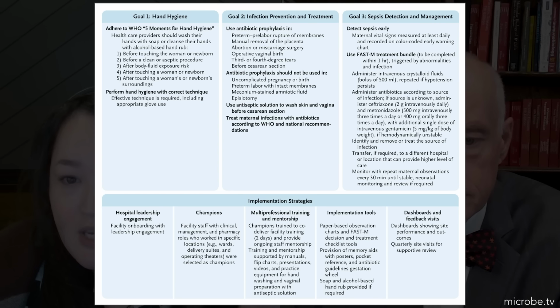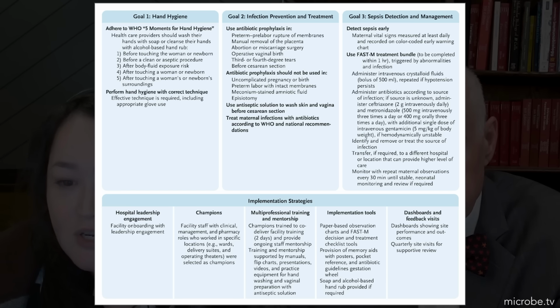And of course, there's more details. I pulled the one picture that kind of has these 3 overarching primary buckets of goals and some of the strategies that they used, champions that they worked with, and so on. So there were 59 health facilities included where over 430,000 women gave birth during the trial. These were in Malawi and Uganda, and there were 30 clusters assigned to intervention and then 29 clusters assigned to usual care. And the primary outcome was composite of infection-related maternal death, infection-related near-miss event, or severe infection-related illness.